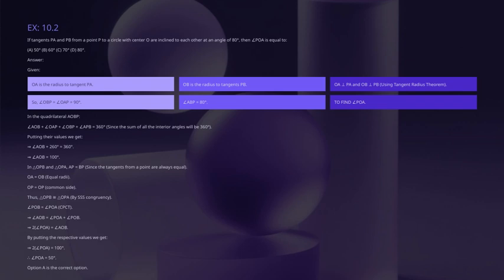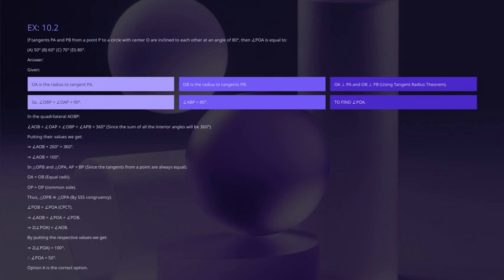Now, considering triangles OPB and OPA, we see they are congruent by SSS, side, side, side. Because OP is common, OA equals OB as radii, and AP equals BP since tangents from a common point are equal. From this, we confirm that AOB is 100 degrees. Then, adding this to 260 degrees, we reach a total of 360 degrees, which makes sense because we're summing angles around a point. In the quadrilateral AOBP, we find that OB and OP are both 90 degrees since OA is the radius to tangent PA, and similar reasoning applies to PB.